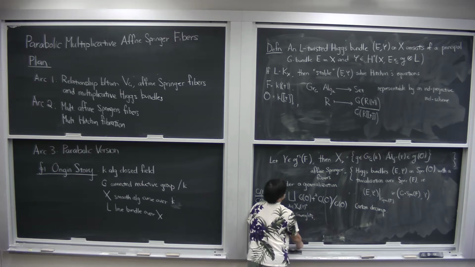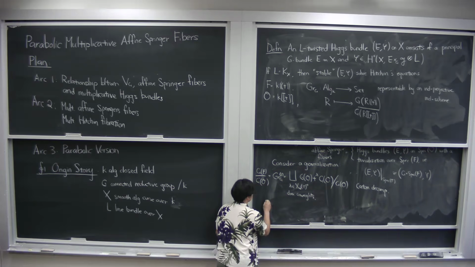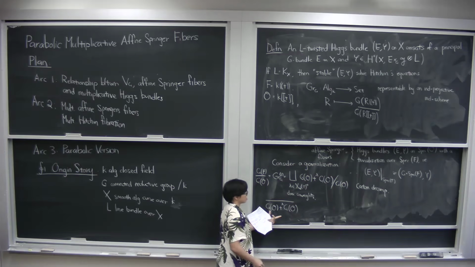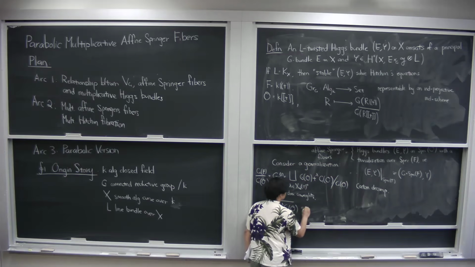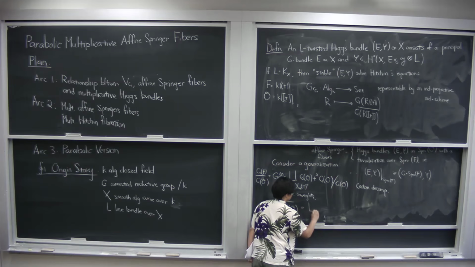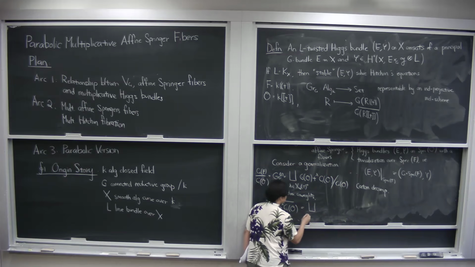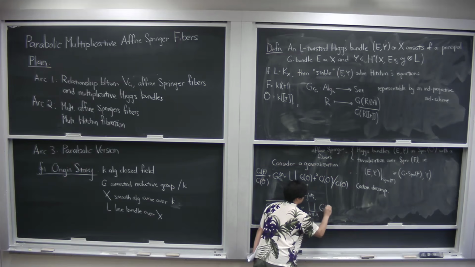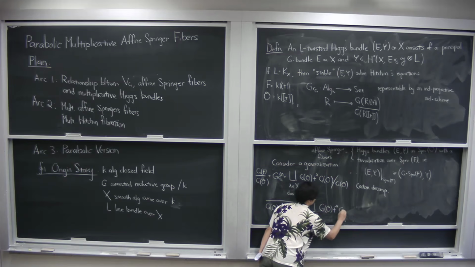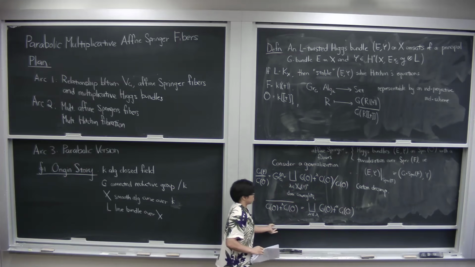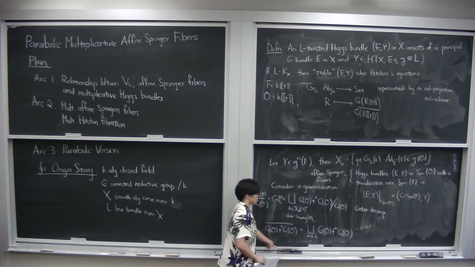And furthermore, we have some closure properties. If I took the closure of G(O) t^lambda G(O), this is an affine Schubert variety, and this is the union of other affine Schubert cells, G(O) t^mu G(O) for mu less than lambda. Oh, and mu is a dominant co-weight.